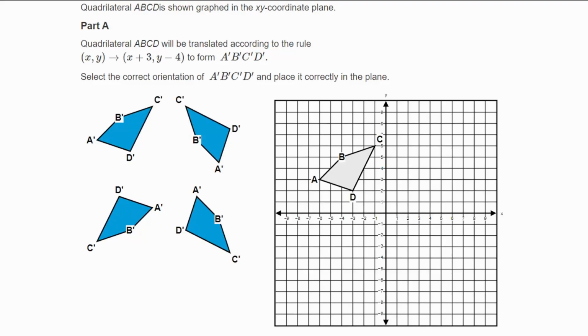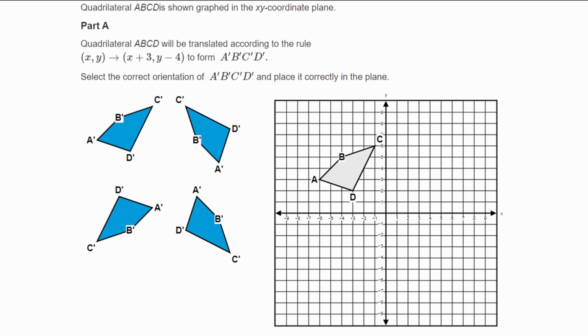Hey everyone. So today I'm going to go over the quiz review. This is Unit 1, Test 2 review. And we're starting off with problem number 1. So it says quadrilateral ABCD is shown in the graph in the XY coordinate plane. Quadrilateral ABCD will be translated according to the rule.